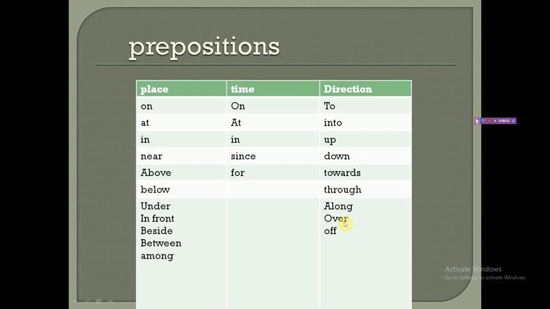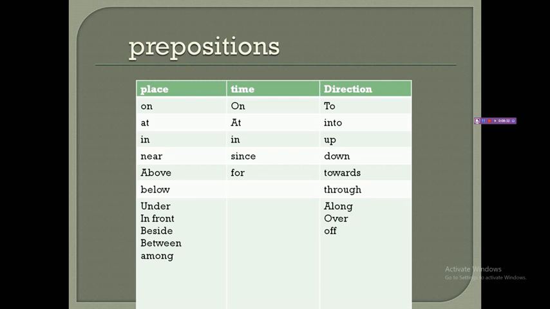Over. He jumped over the wall. Off. Off is a preposition which denotes separation or disconnection. For example, he is off duty. He fell off the train. The lights are off, disconnected.